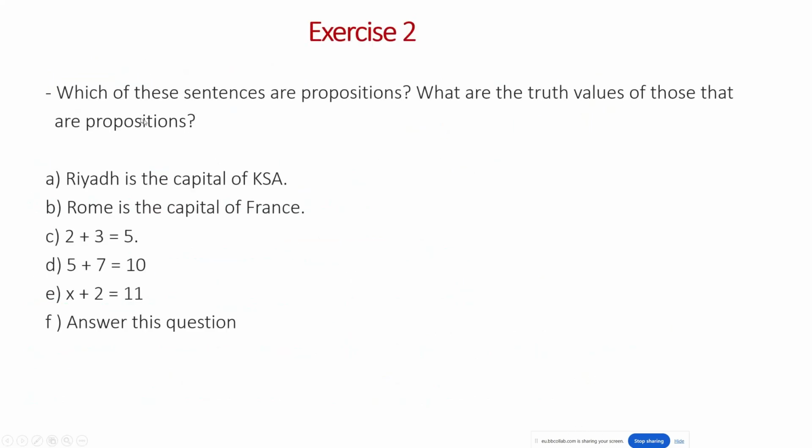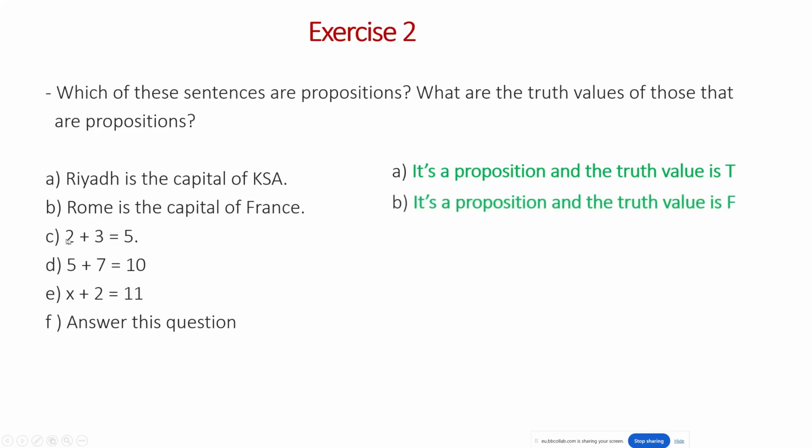Okay, what about this? Which of these statements are propositions? What are the truth values of those that are propositions? Riyadh is the capital of KSA. That's a proposition, it's true. Remember, a proposition is something that can be true or false. Rome is the capital of France. It's a proposition, but it's false. 2 plus 3 equals 5. Proposition or not a proposition?